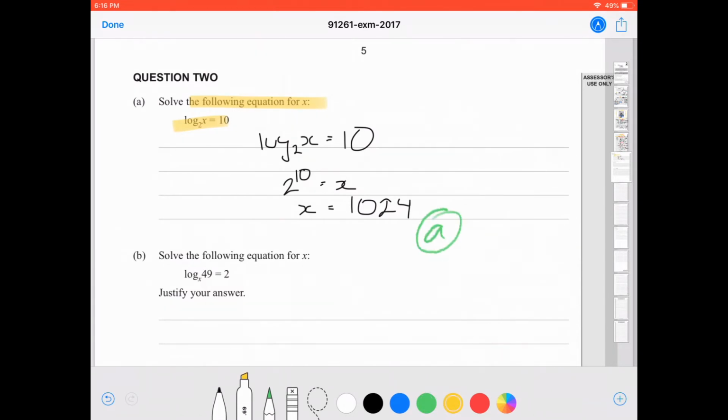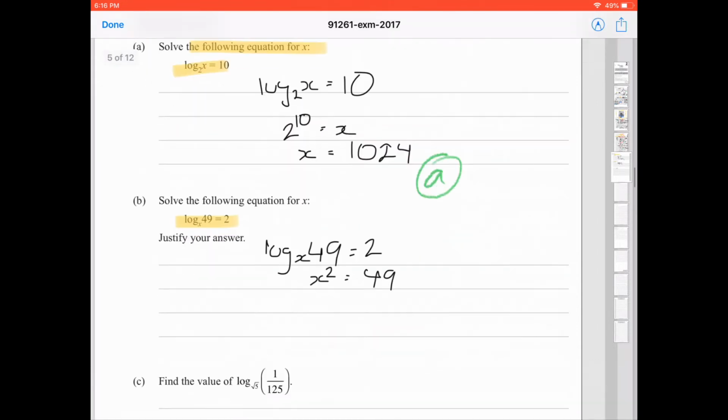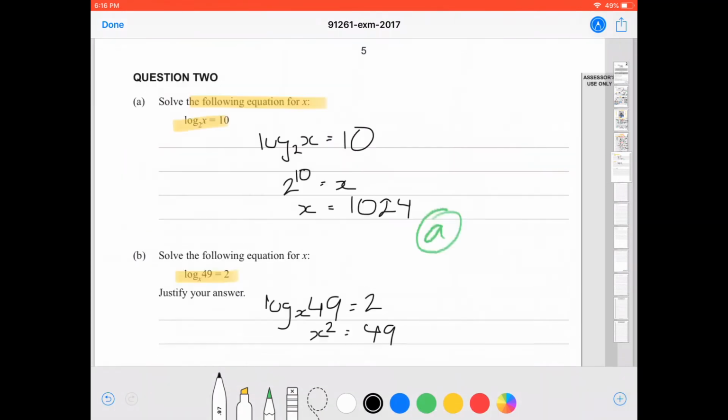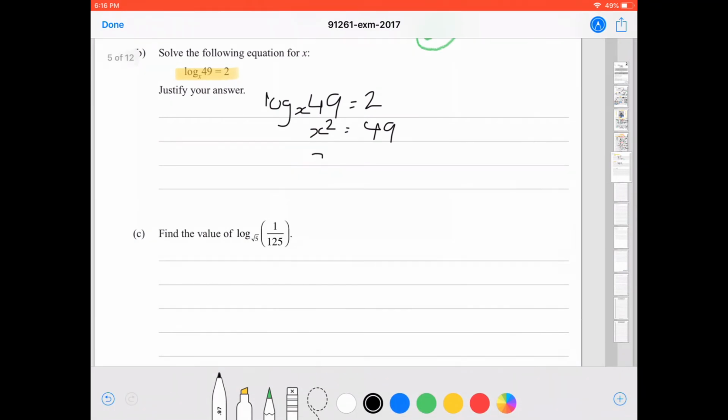Second one here, question B, solve the following equation for x. Log base x of 49 equals 2. It's actually the same principles here. We can say x squared equals 49. Therefore, x equals the opposite of squaring, which is square rooting, so the root of 49.